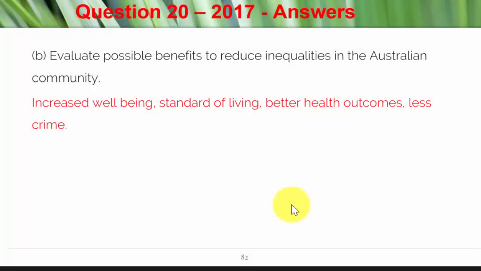The next question, the possible benefits to reduce inequalities in the Australian community. So this is what I said before about the benefits. So it would increase their well-being, their confidence, and so forth, standard of living, better health outcomes, and hopefully less crime.